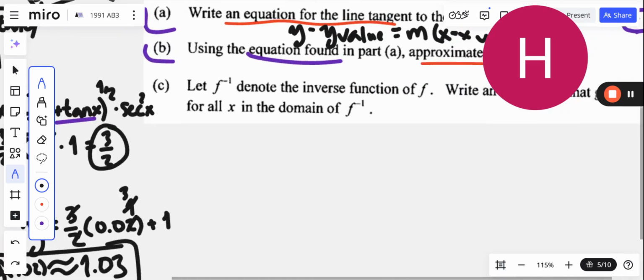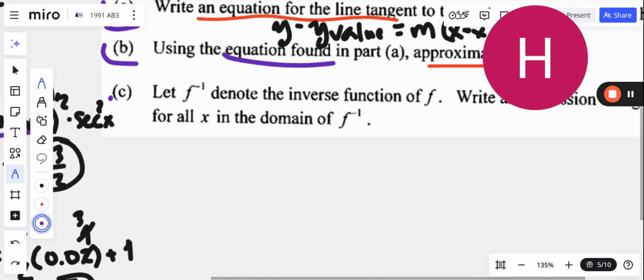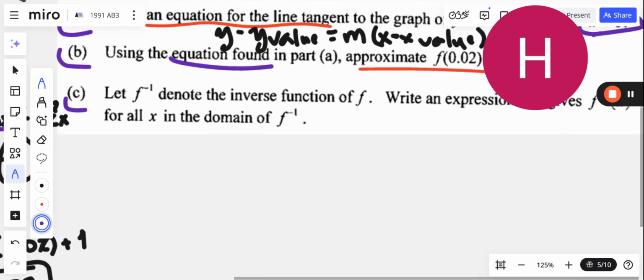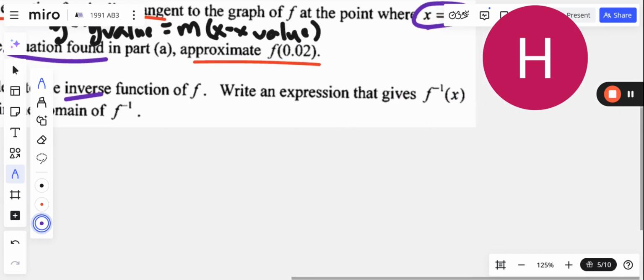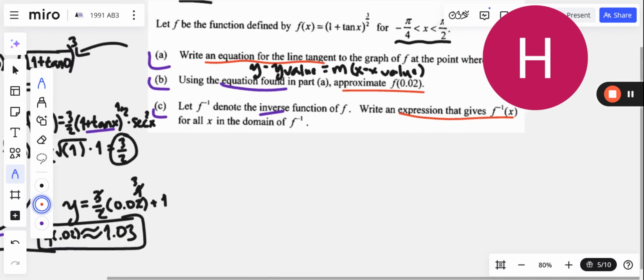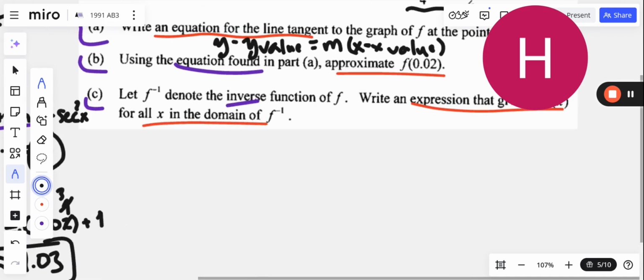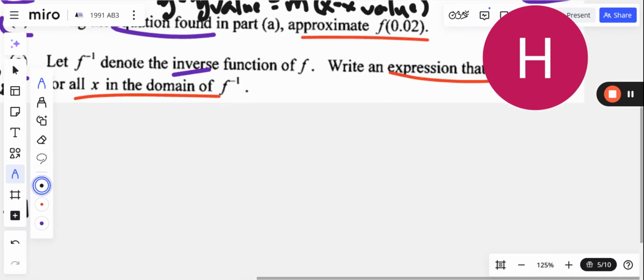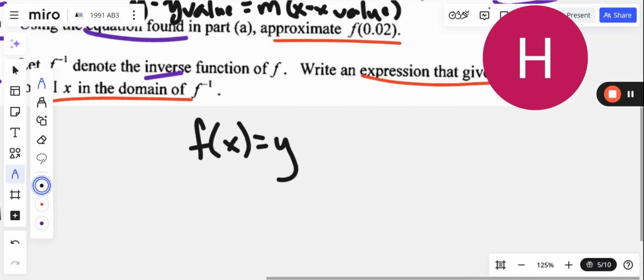Okay, let's look at final question C. F inverse is the inverse of F. Okay, makes sense? Write an expression that gives F inverse for all x in the domain. Well, you guys probably know the precalculus method for finding the inverse. We treat f of x like it's y, right? And the equation in this case is going to be 1 plus tan x to the 3/2 power.